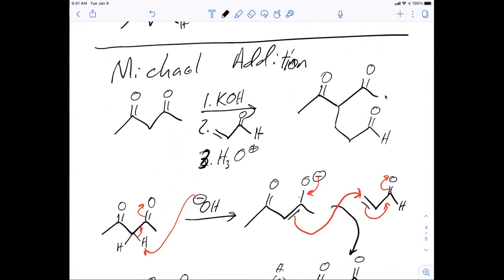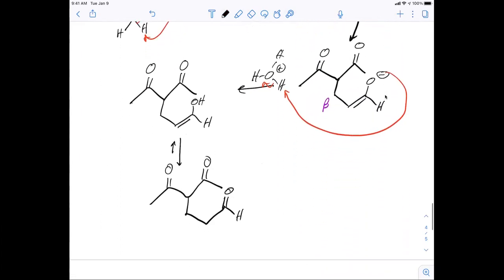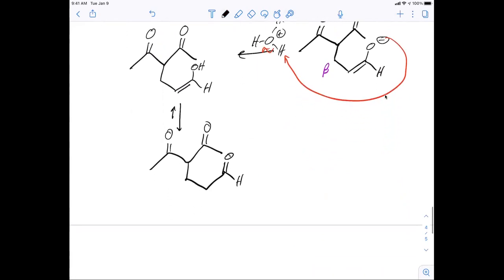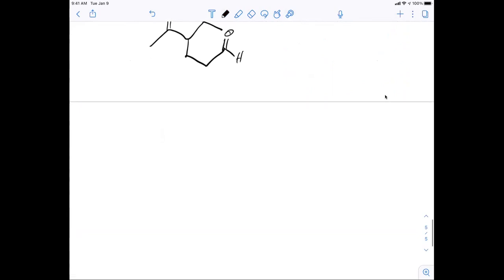So a Michael addition is an enolate reaction. It's most often shown with the dicarbonyl species, right? So when you see a straight Michael addition, it's almost always shown with this 1,3 dicarbonyl species. We could also do it with a diester, but if we use the diester, we'd want to use the ethoxide. Okay. So you could use something like this.